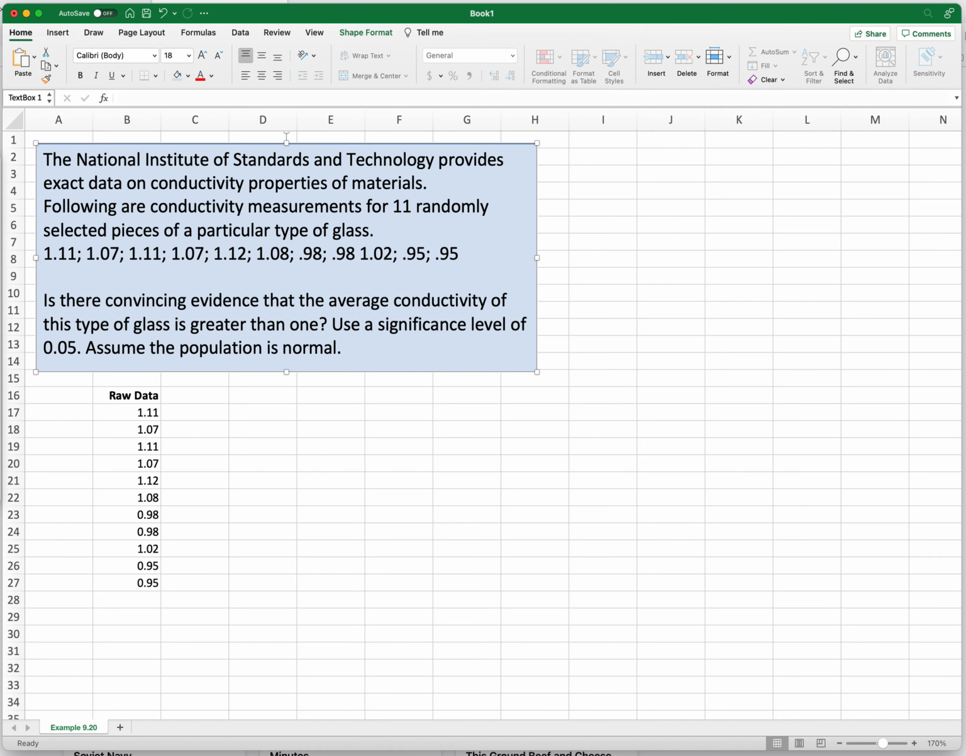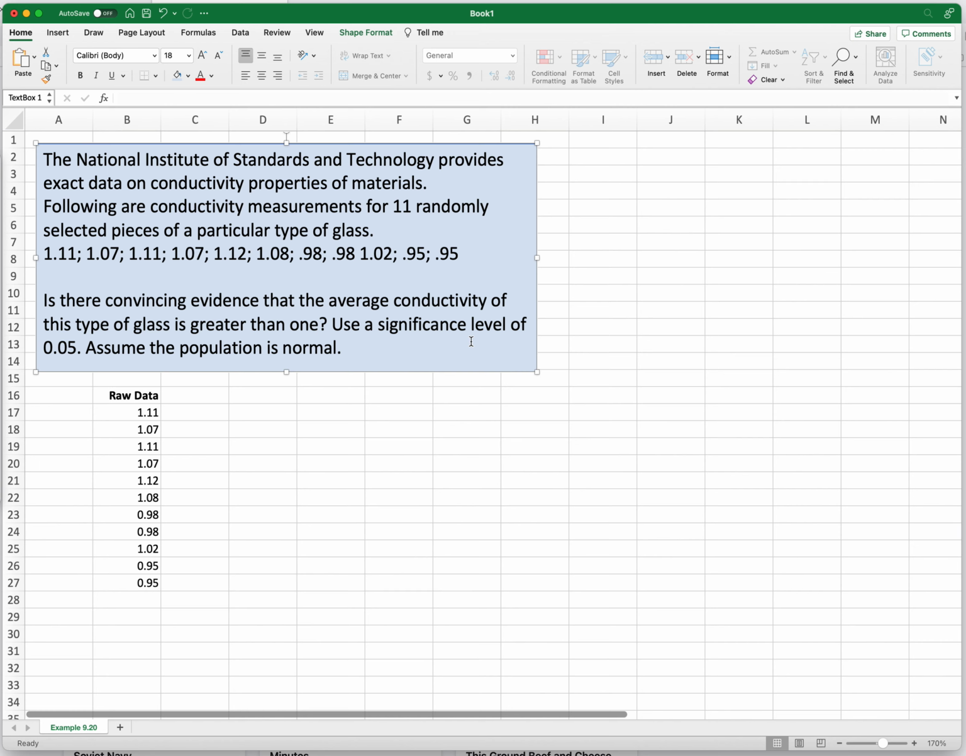This example, 920, it says the National Institute of Standards and Technology provides exact data on conductivity properties of materials. Following are conductivity measurements for 11 randomly selected pieces of a particular type of glass. I've transposed the data here in Excel. Is there any convincing evidence that the average conductivity of this glass is greater than 1?